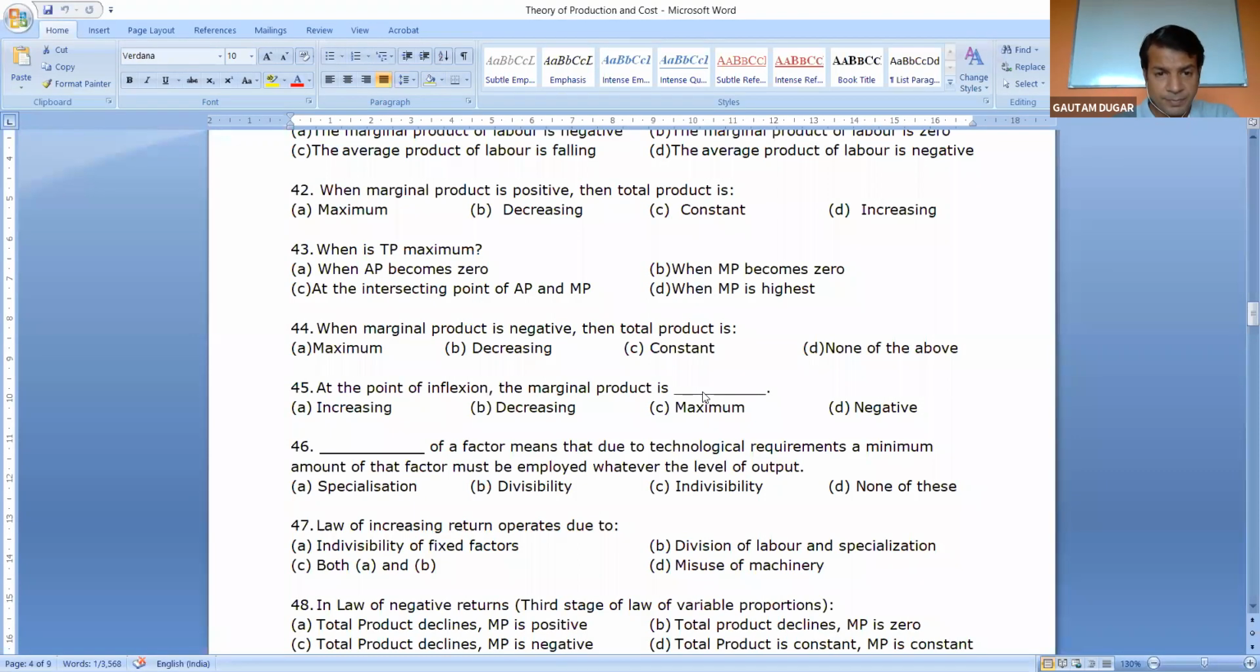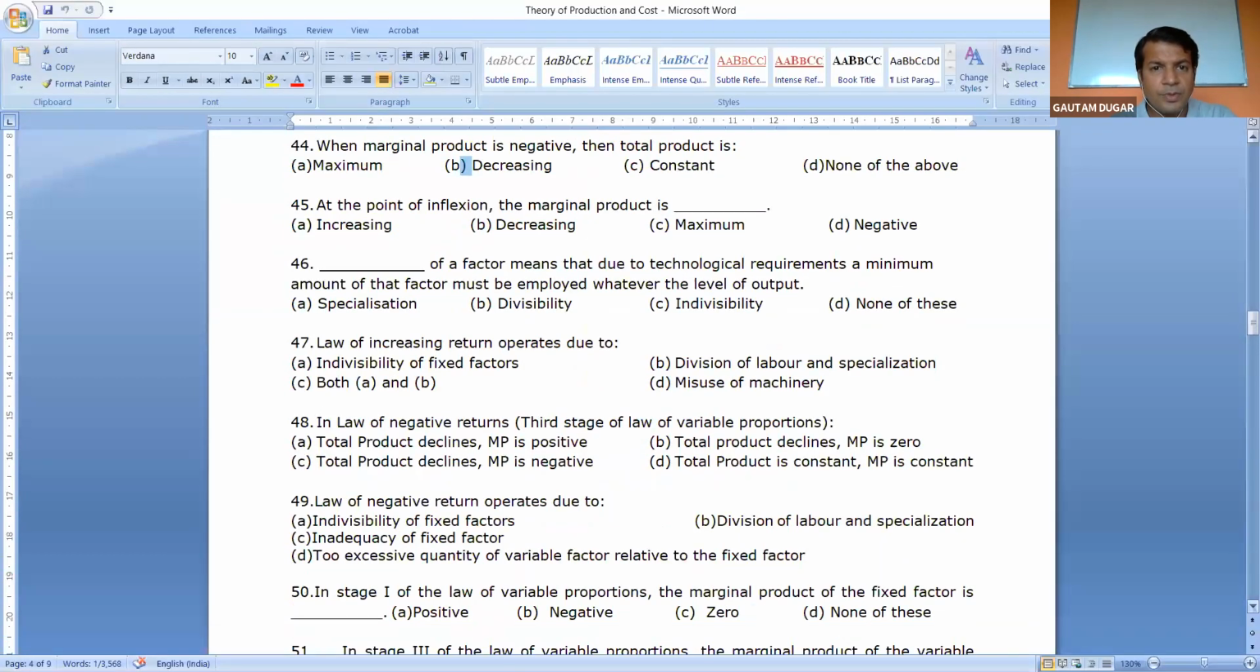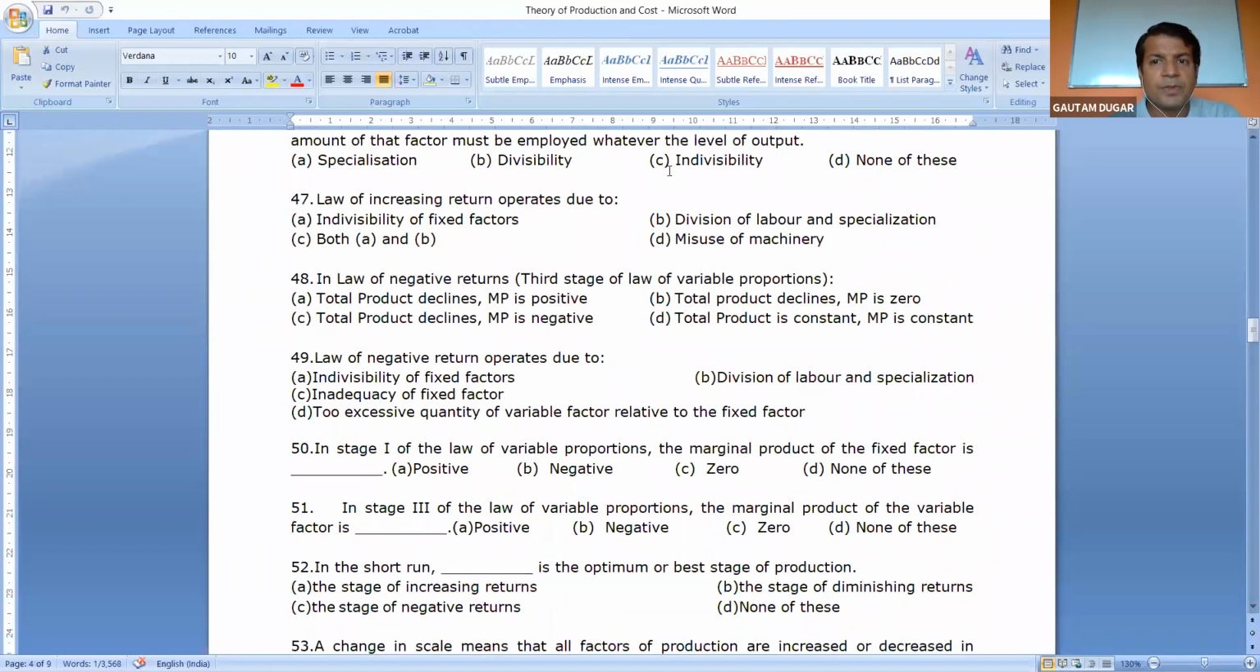Coming to 47. The law of increasing returns operates due to indivisibility of fixed factors, and division of labor and specialization. So 47 is both A and B, option C. Next, 48. In the law of negative returns, there's a third stage.